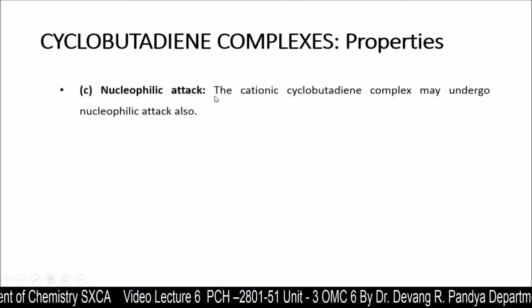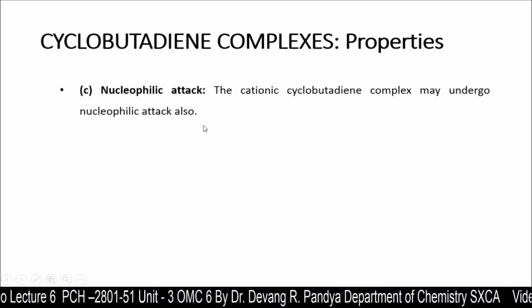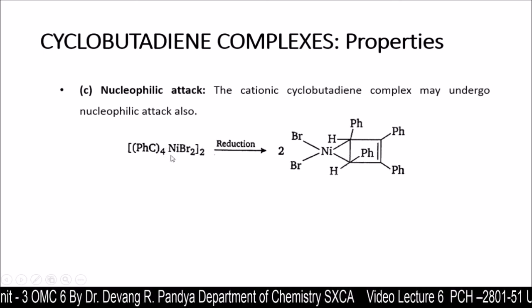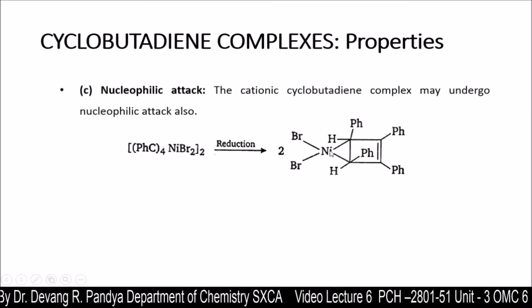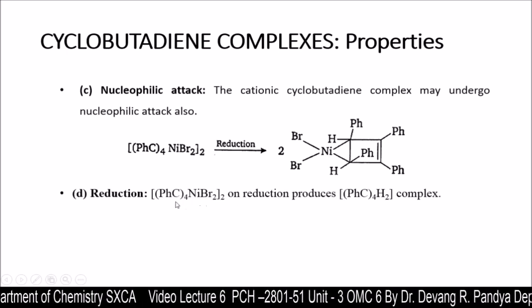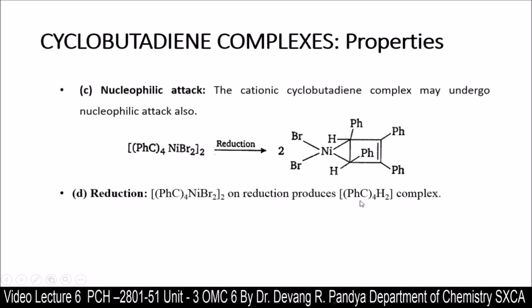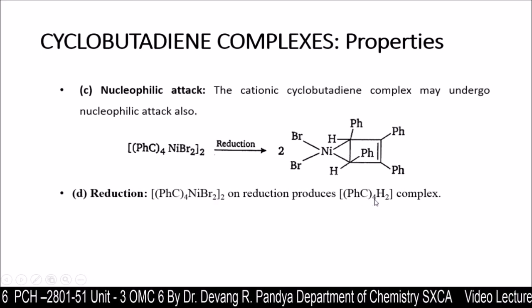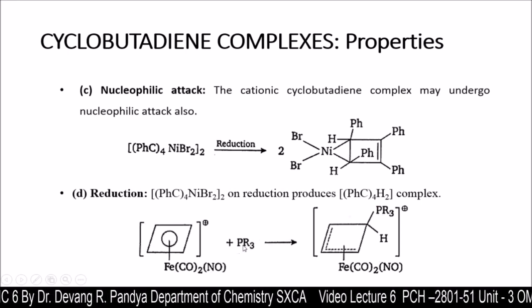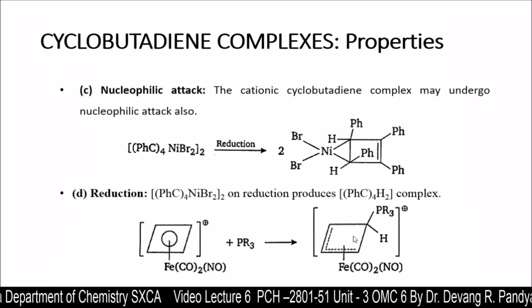The third property is nucleophilic attack. The cationic cyclobutadiene complex may undergo nucleophilic attack also. So here the reduction of this complex gives this substituted product. Reduction of this complex gives the triphenyl carbide complex, hydride complex over here. On substituting with trialkyl phosphine, it gives us this substituted product.